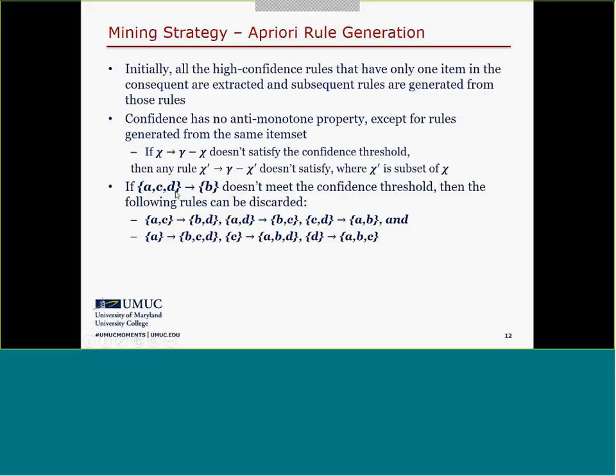Let's say you have ACD leading to B. This is your rule. If this doesn't satisfy the confidence threshold you set, then any subset of the antecedent will not satisfy either. So every combination of every subset, AC leading to BD, AD to BC, CD to AB, all of these will not satisfy. So this is another optimization on top of the support optimization that we talked about in cutting the search space.